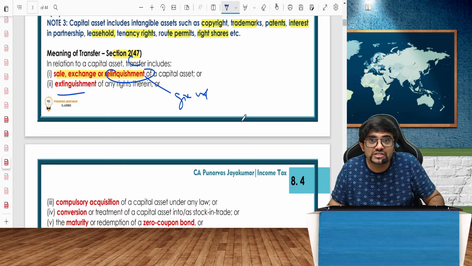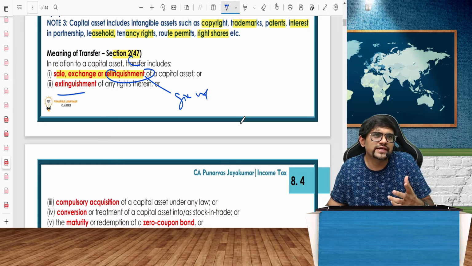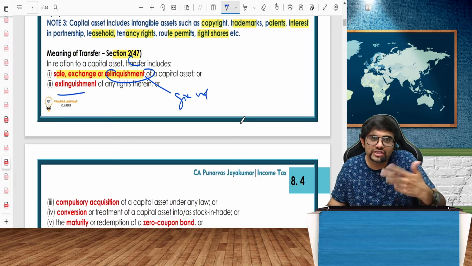Yes. Relinquishment will also be, for example, when there is a reduction of share capital.